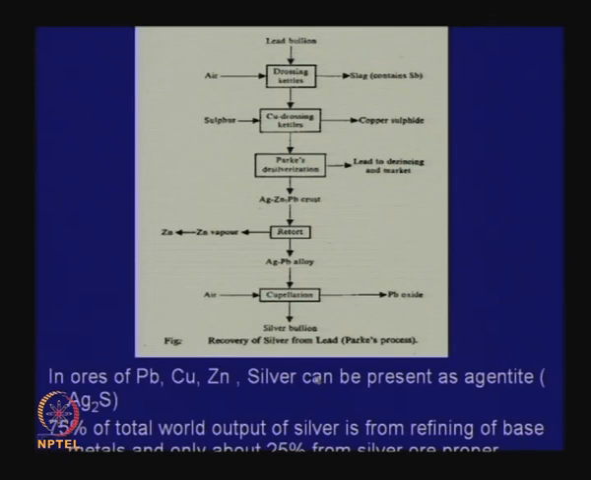Next we will come to silver extraction. Now, you know, silver and gold are always associated with sulfides, because sulfides are very good solvents for precious metals. But in ores of lead, copper and zinc, the sulfide of silver can be present as a mineral called argentite, Ag2S. It is a very weak sulfide, and 75% of the total output of silver is from refining of base metals, and only about 25% is from silver ore proper. There are some silver ores, but most of it will come from the slimes that we obtain during electrorefining in the case of base metals.